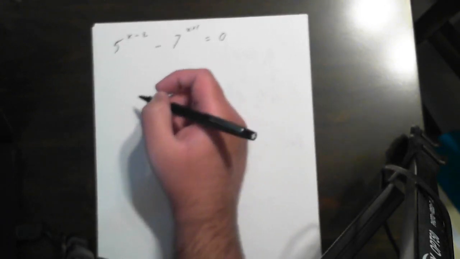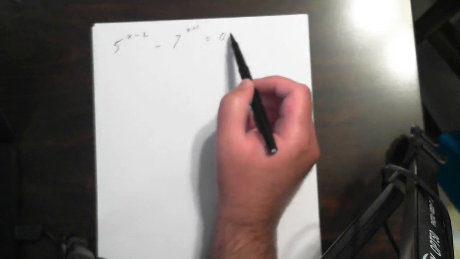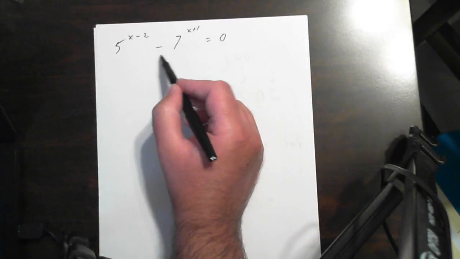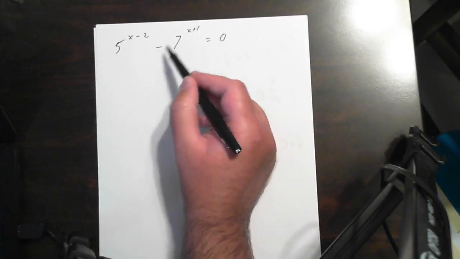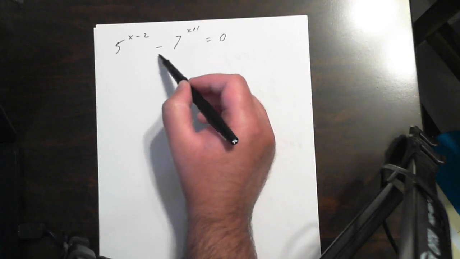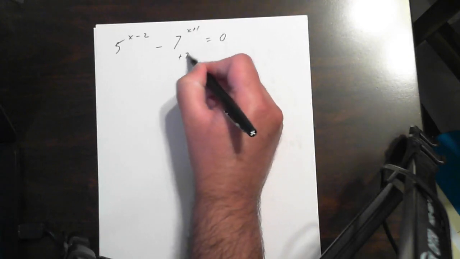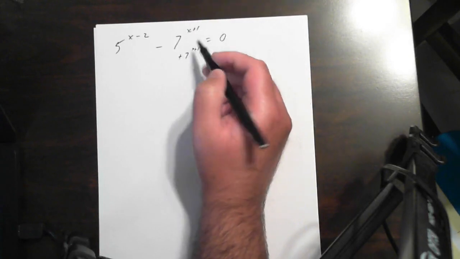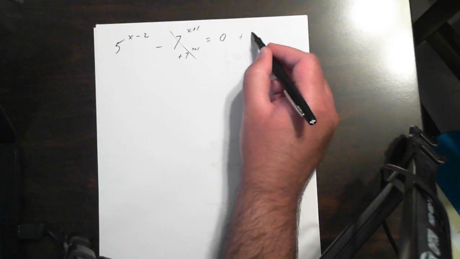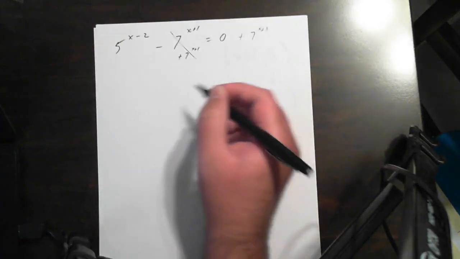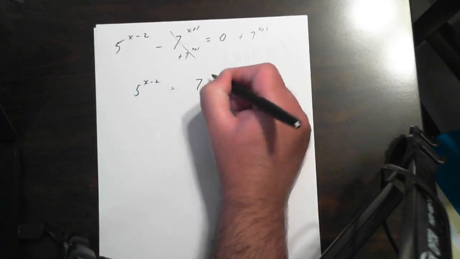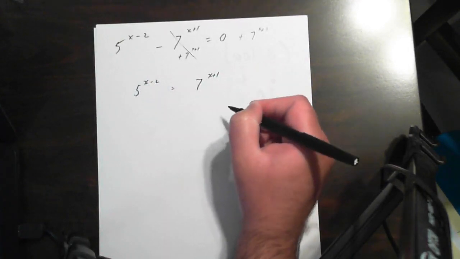So first of all, we need to not have a 0 over here. The easiest way to deal with that is to take this piece and move it to the other side. This 7 to the x plus 1 is negative, so to get rid of it I could add 7 to the x plus 1 to this side of the equation. That would cancel it off. And if I add it to that side, I add it to this side as well. So that gives me 5 to the x minus 2 equals 7 to the x plus 1.